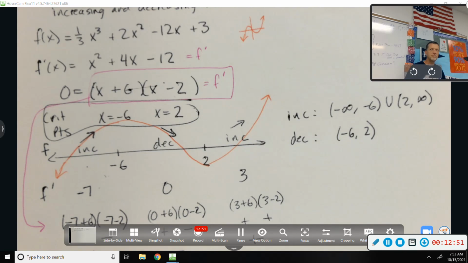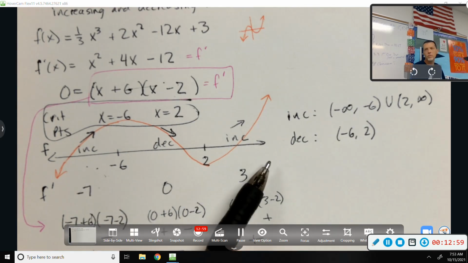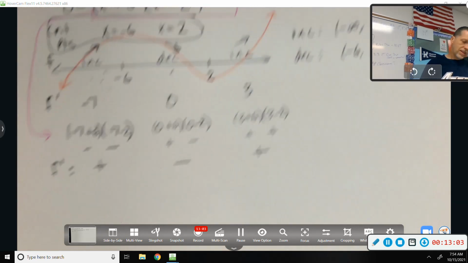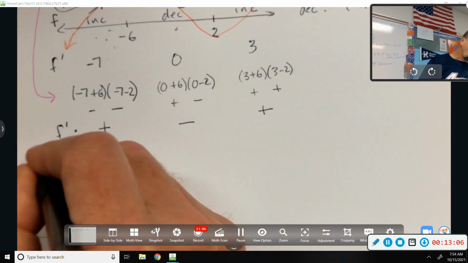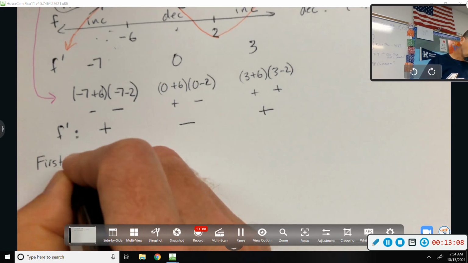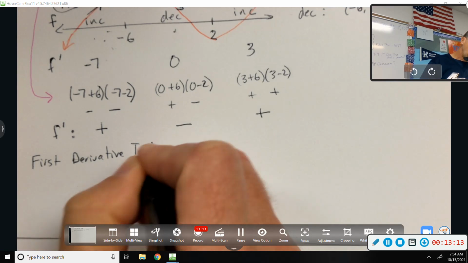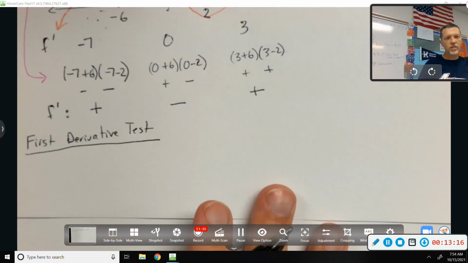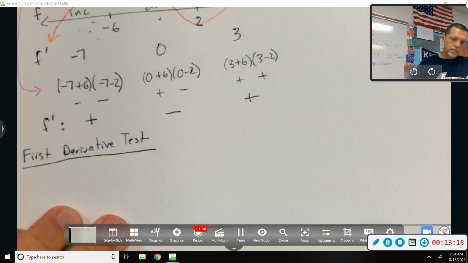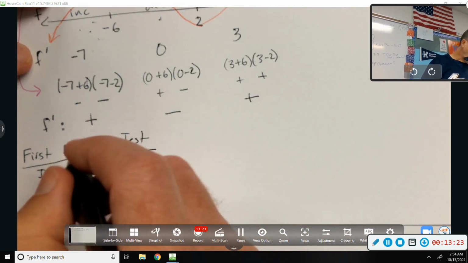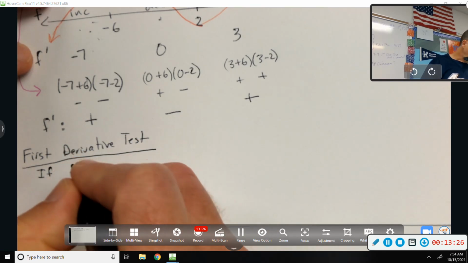Good with that? So critical points, we know how to find those. Now we've added this extra step about what's going on in between the critical points. Are we increasing or decreasing? Now we'll use that picture in our first derivative test. So here's the big deal for today, the first derivative test. I bet you could fill in these blanks, so I'll let you try.